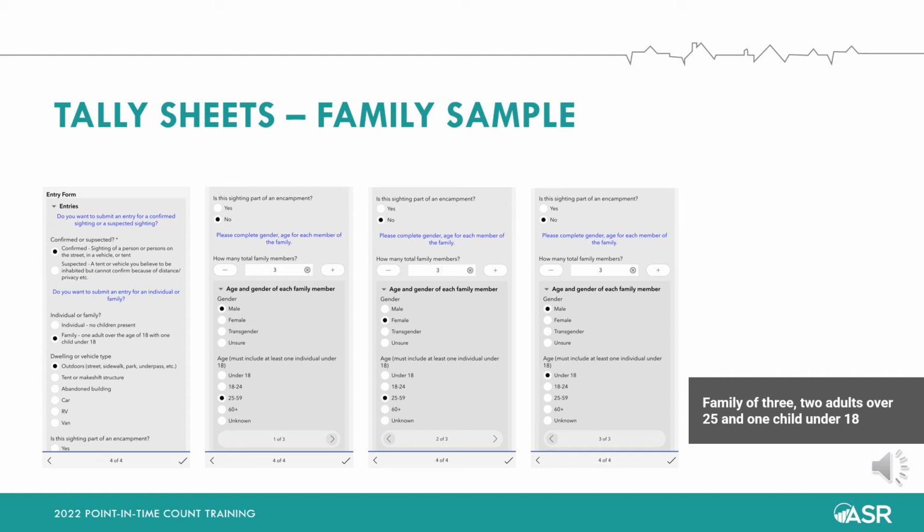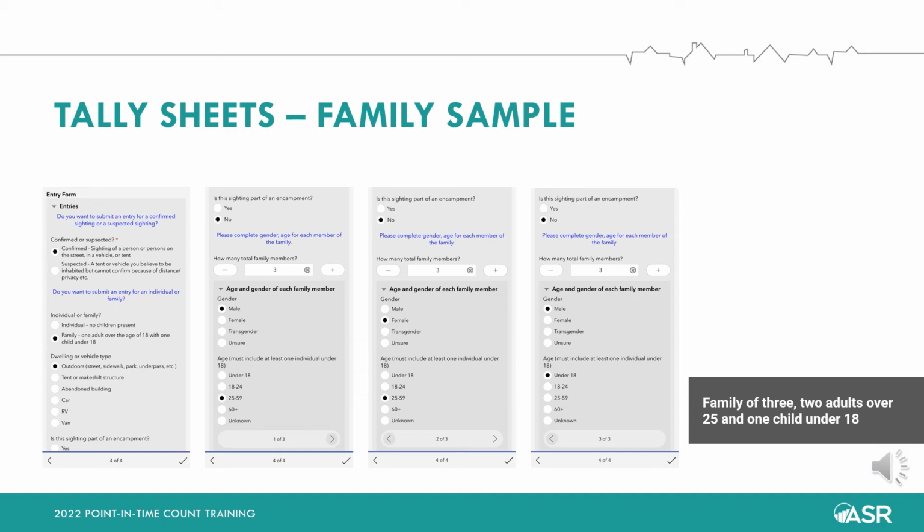Under How many total family members, you would press the plus button 3 times to indicate that there are 3 total family members. Under age and gender of each family member, you would start with the first person and bubble in their age and gender. After bubbling in the first person, below the section age, there is a forward-pointing arrow with a 1 out of 3 to the left of it.